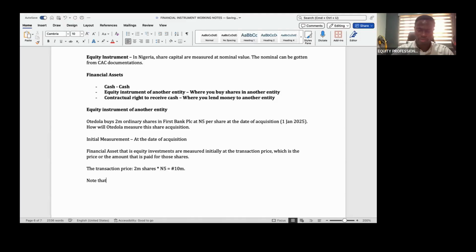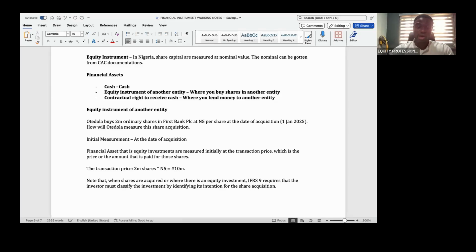Note that when shares are acquired or where there is an equity investment, IFRS 9 requires that the investor must classify the investments by identifying its intention for the share acquisition. This is done at the date of acquisition.